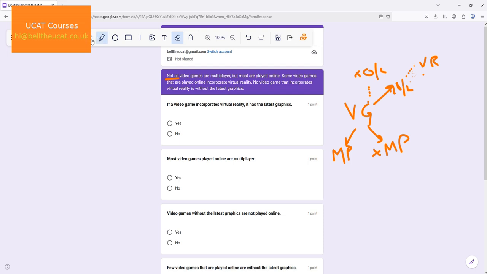Now, moving on to our next one quickly. What does he say? No video game that incorporates virtual reality is without the latest graphics. Again the tip, whenever there's two negatives, you ignore the negatives. Video games that incorporate virtual reality have the latest graphics. If a video game incorporates virtual reality, it has the latest graphics. Answer is in this case, big fat yes.